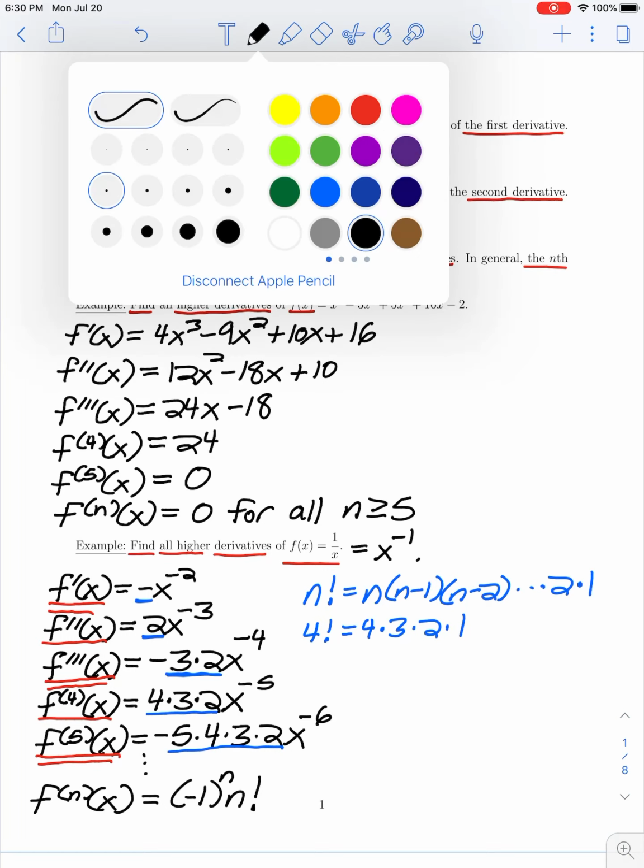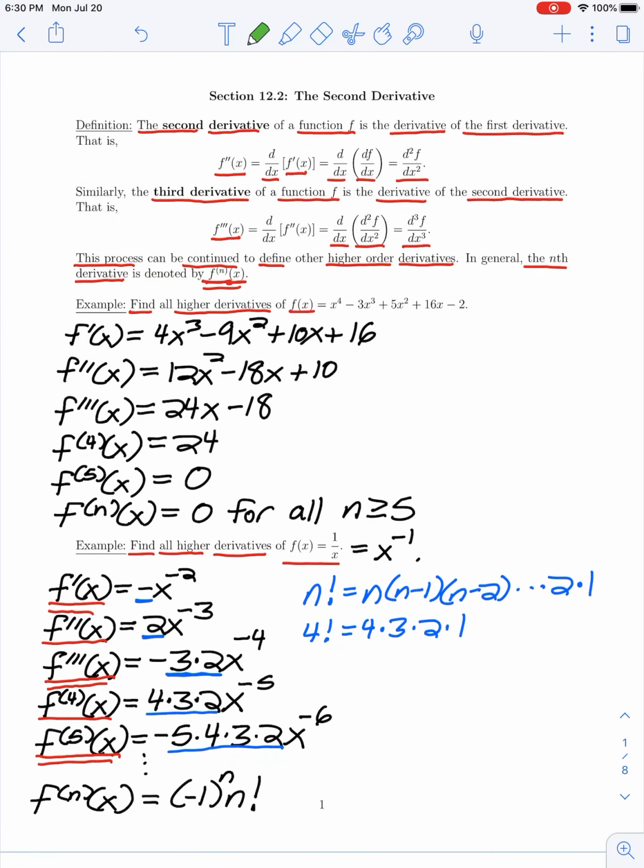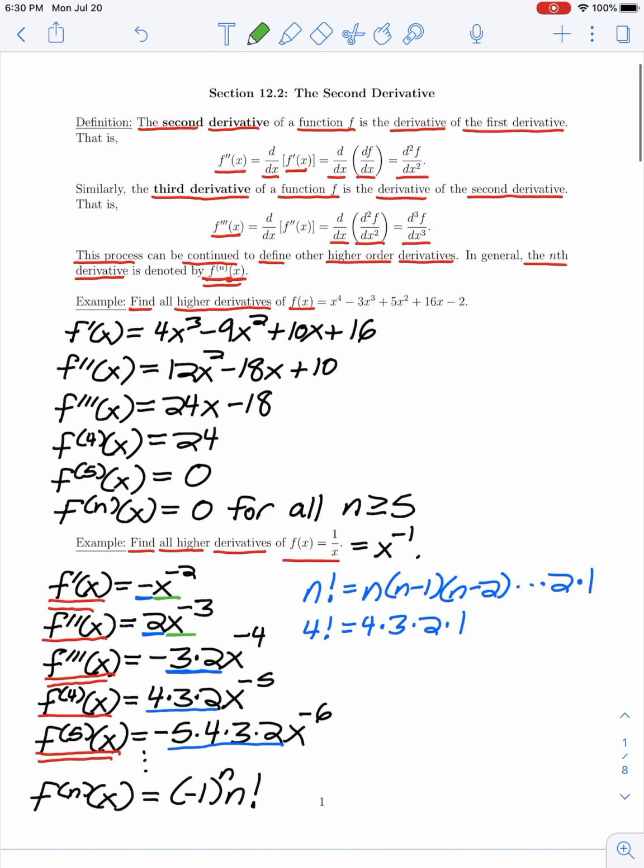And the last thing we'll look at is our power of x. So for the first derivative, we had x to the negative second. For the second derivative, we had x to the negative third. For the third derivative, it was x to the negative fourth. For the fourth derivative, x to the negative fifth. And for our fifth derivative, x to the negative sixth. So in general, we have x to the negative n plus 1 power. The power of x is always 1 greater than the order of the derivative, and then made negative.